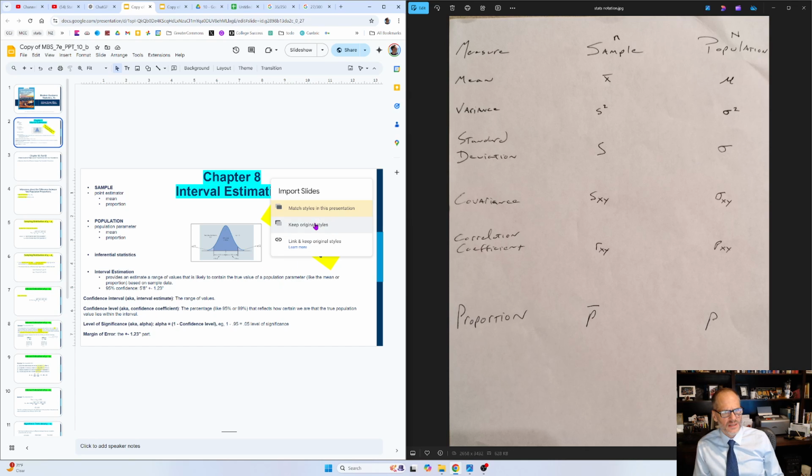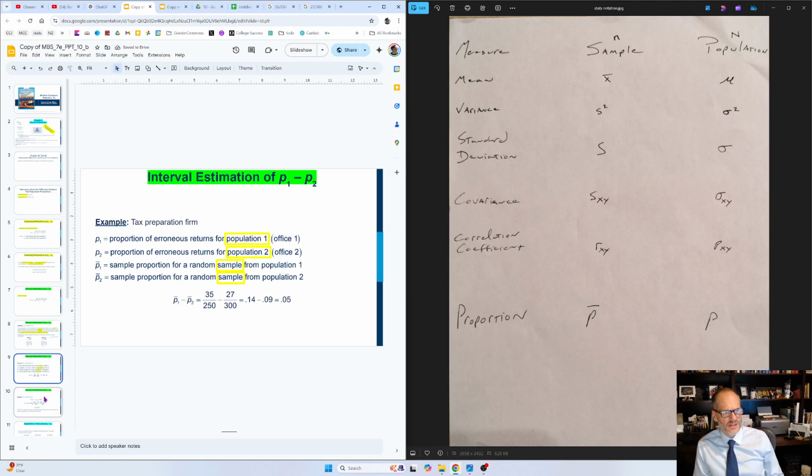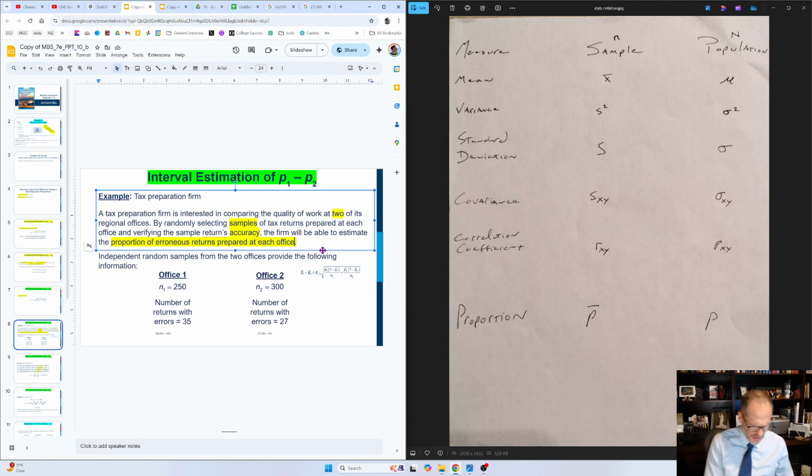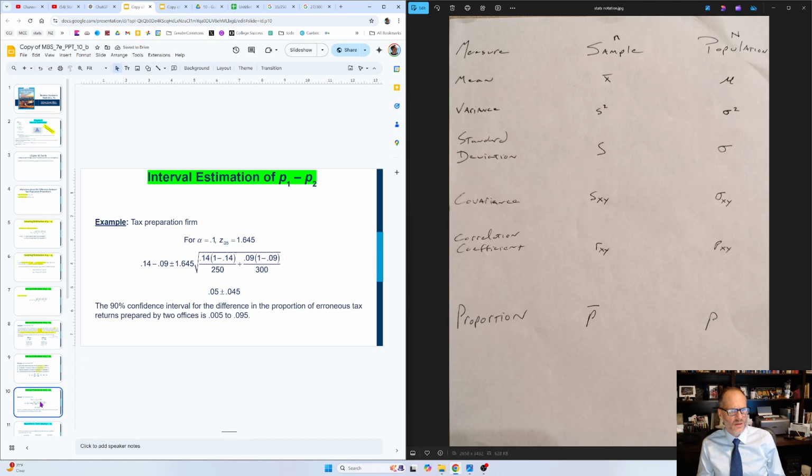And so I'm just going to keep original, it's fine. So our confidence level that we could see here from their calculations, and I don't see that here, like with what confidence level. So I might add, like just copy this, independent random samples from 2 different offices provide the following information, and proportion provide each office with alpha equal to 0.1, right? Because that's pretty much what they do here, is their alpha is 0.1, but they don't tell us that anywhere. So this is a 90% confidence interval.